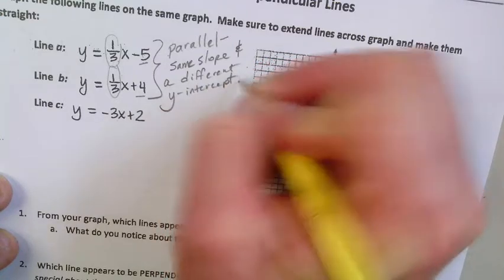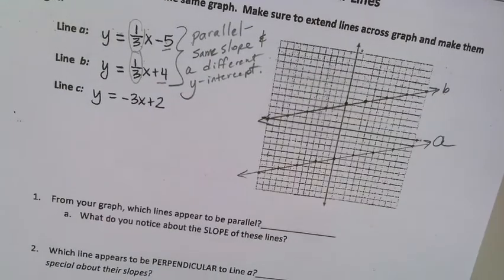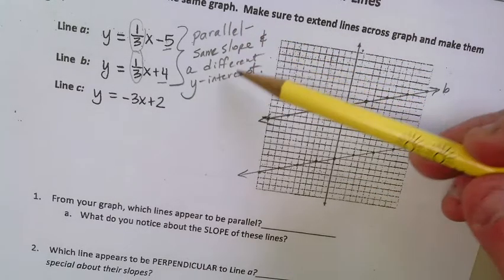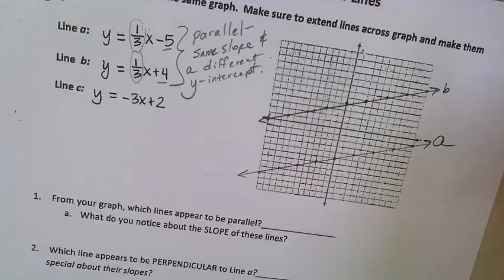Now you might be thinking to yourself, why do we need to have a different y-intercept? Because if it's the same y-intercept, it's the same line, okay? And so as a result, parallel means the same slope and a different y-intercept.